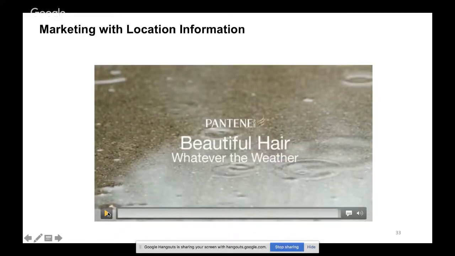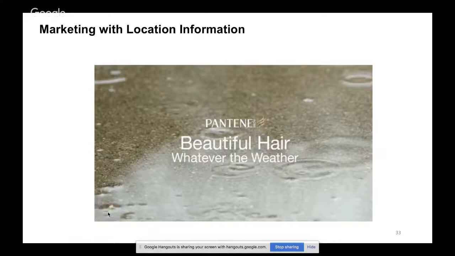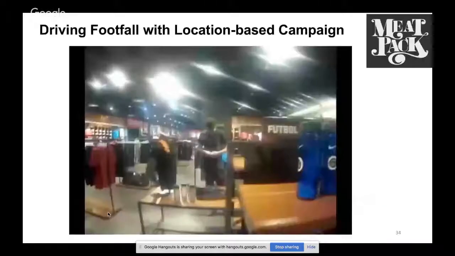Okay, so as you can see, by linking the geography or location information with the product feature and consumer needs, Pantene was able to align their advertising effort with the customer's experience, to improve their engagement with the customer and also increase the sales. Again, that's a great example of how to utilize the location information.